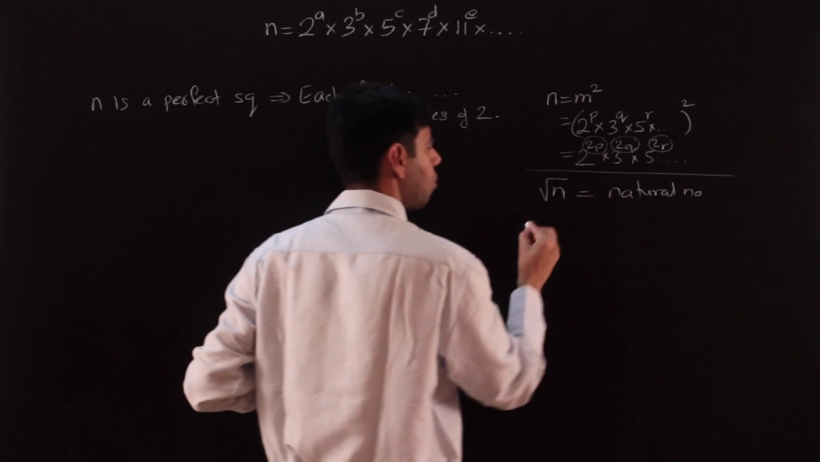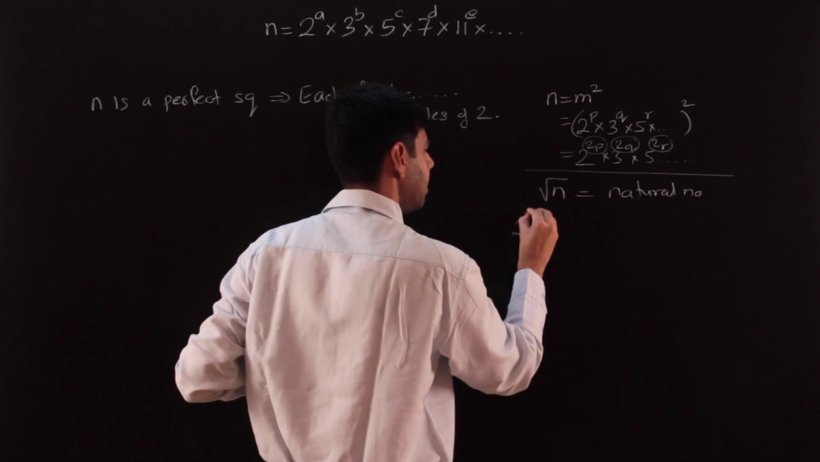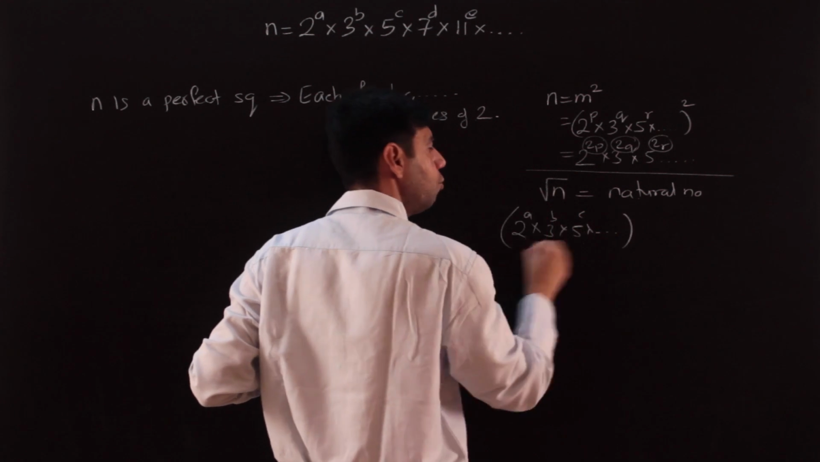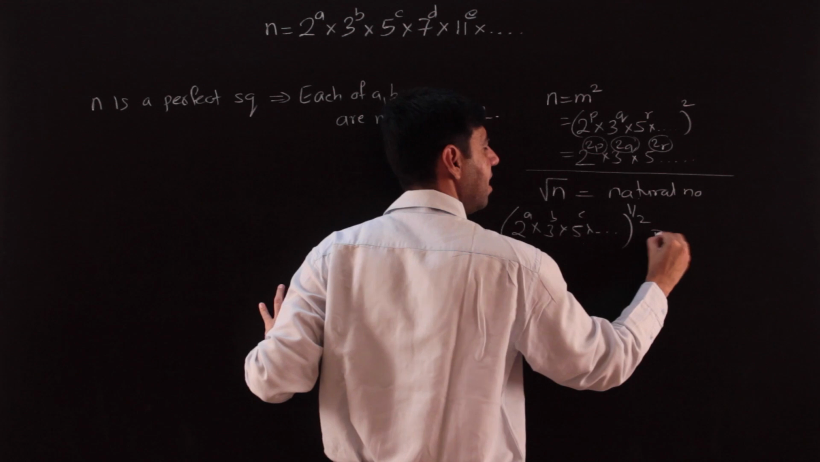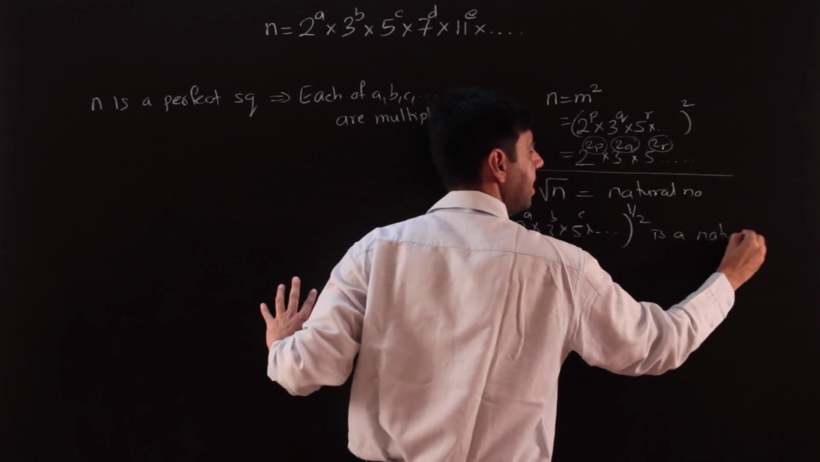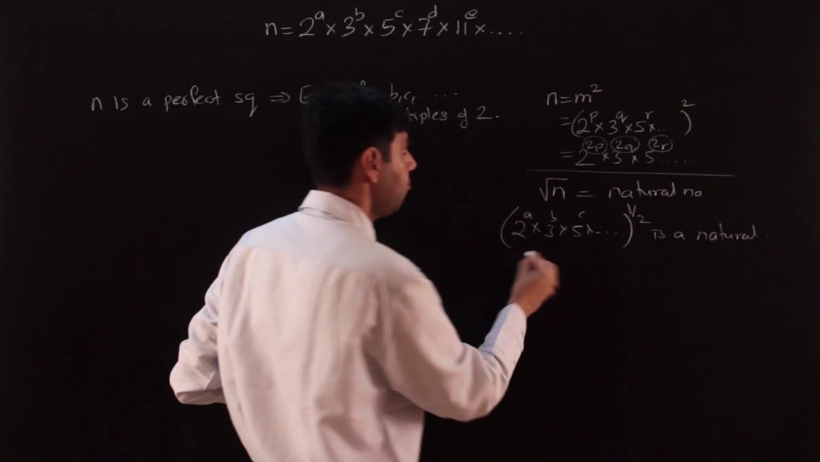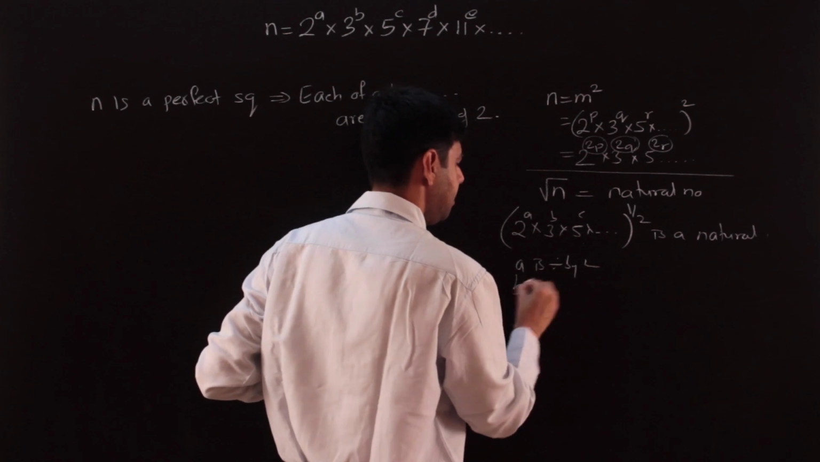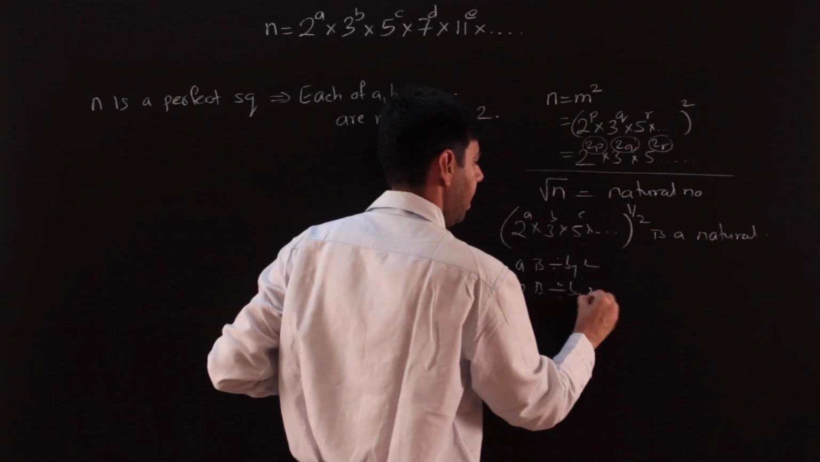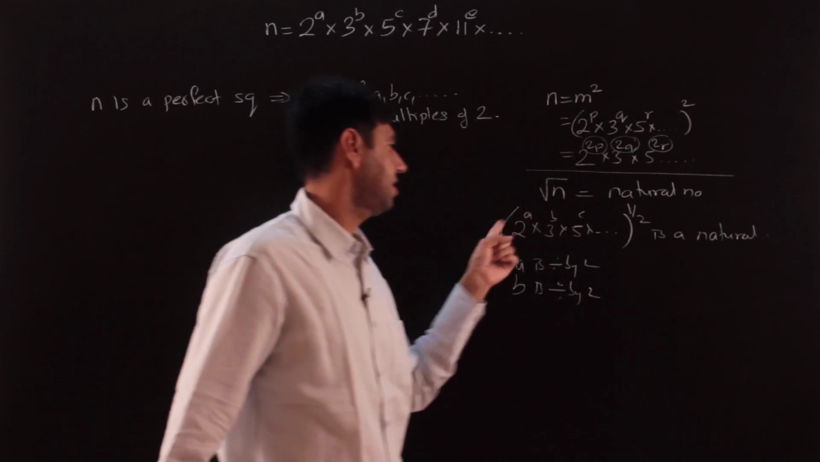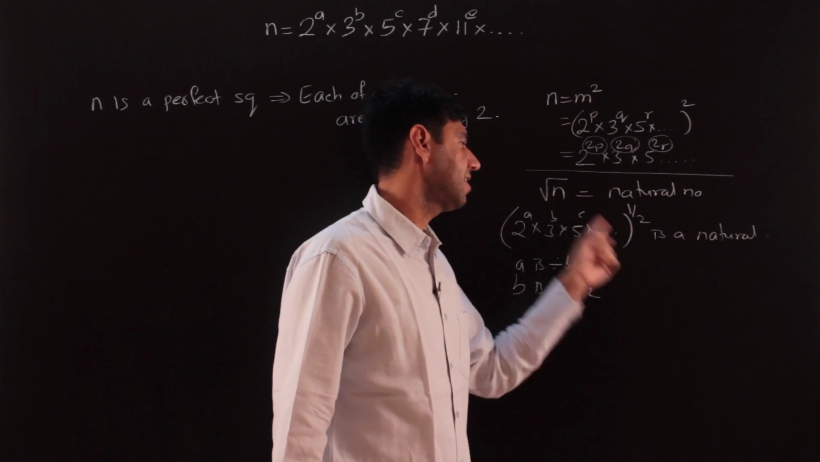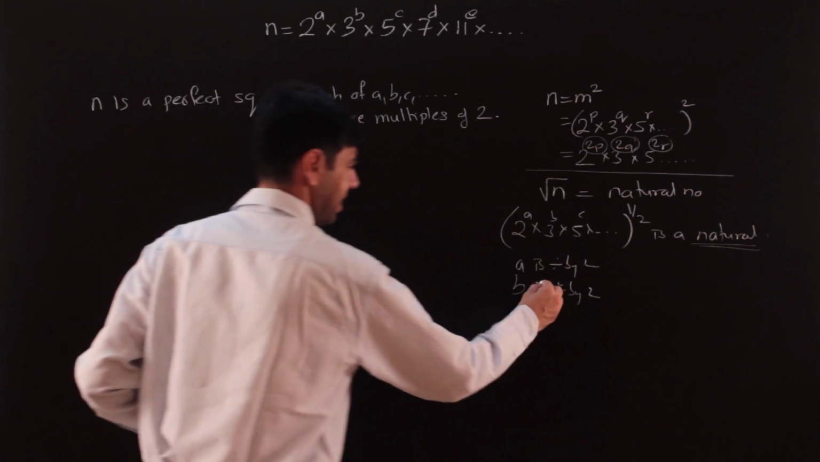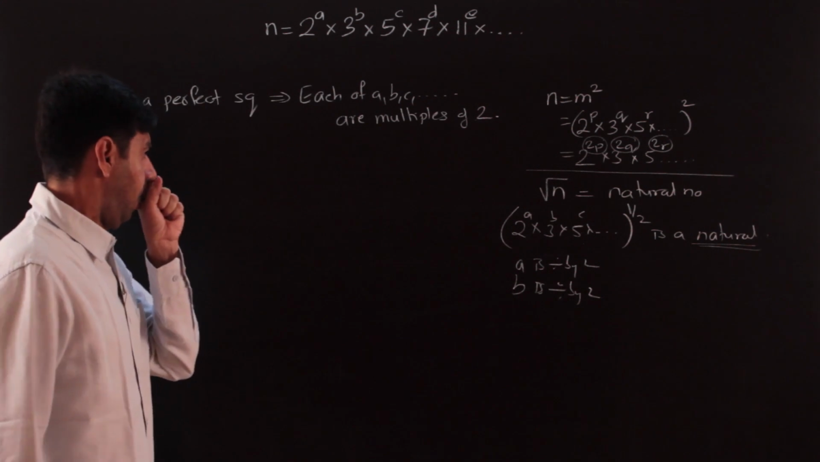And n is 2 raised to a, 3 raised to b, 5 raised to c, and so on. Root of n is nothing but n raised to half, and this will be a natural number only when a is divisible by 2, b is divisible by 2, because you're taking the half power. 2 raised to a by 2, 3 raised to b by 2 must be a natural number. I hope you can get it. It's not a very difficult task.